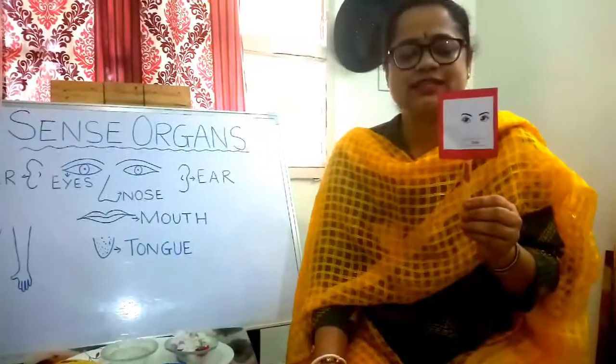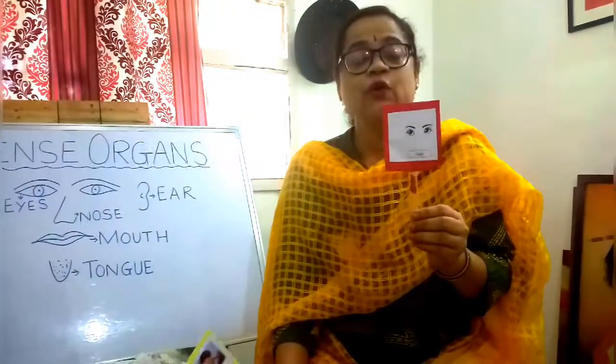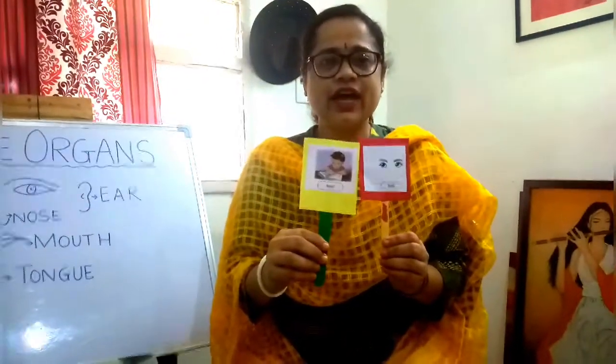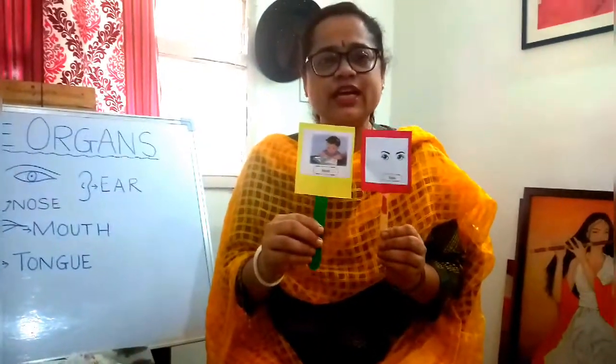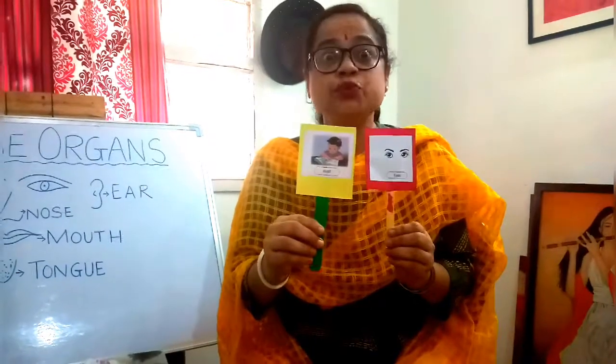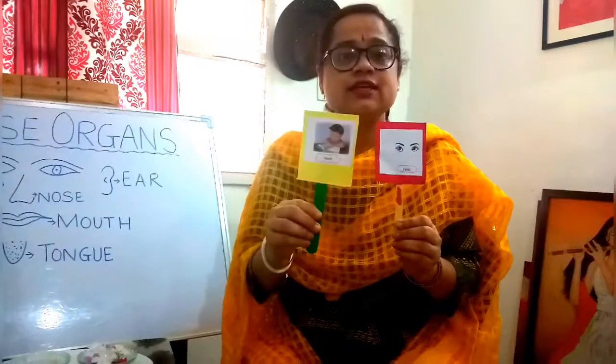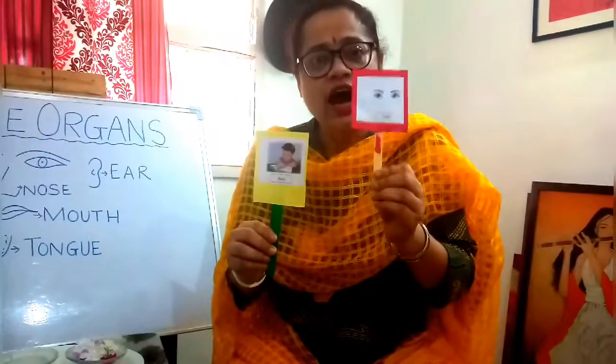What are these? Eyes. We can see. We can read books. Okay? We can see anything. We can read books. We can watch movies. We can watch sceneries with the help of our eyes.